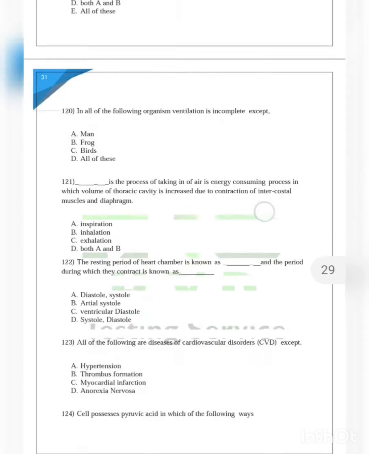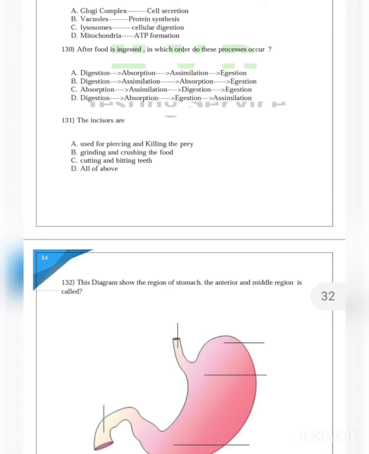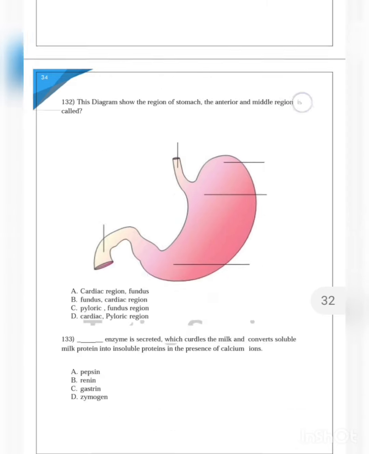How many questions are from biology? In each paper, we only have 90 questions. Actually, 100 questions came, where we have to answer only 90 questions. Yeah, 90 questions. So let's see.